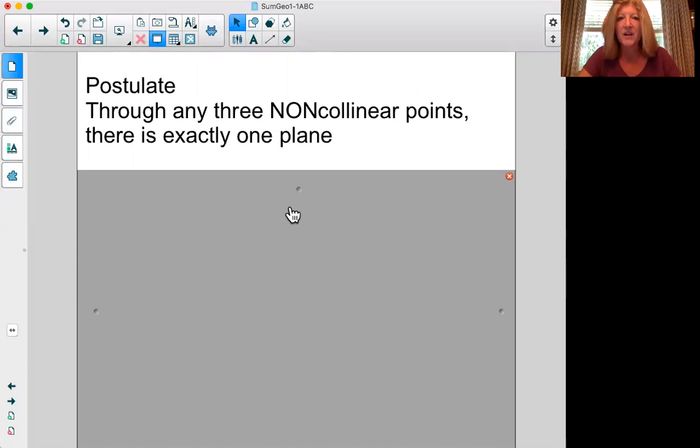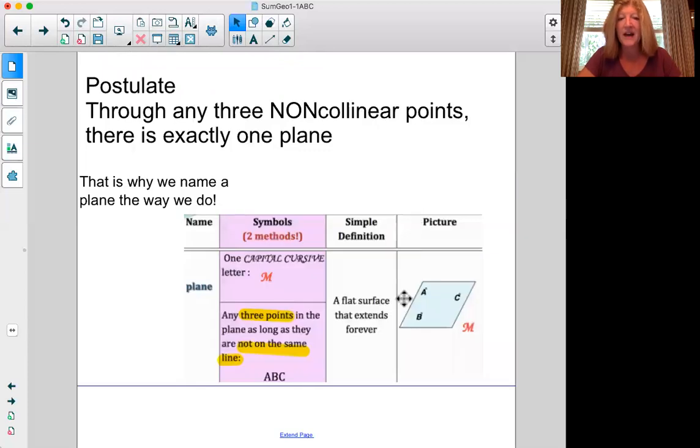In fact, that's our postulate. Through any 3 non-collinear points, there's exactly one plane. And that is why we name the plane the way we do. You could use a cursive letter just to label it, but if you're going to use points to name a plane, they have to be non-collinear.